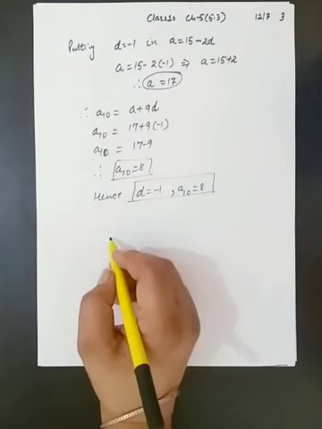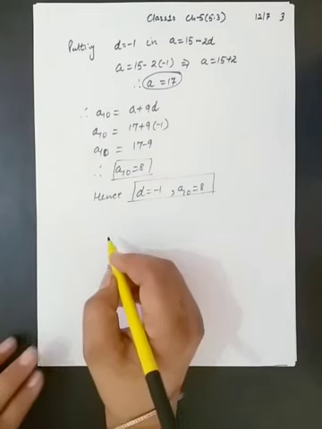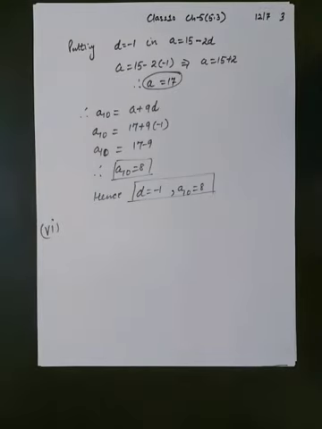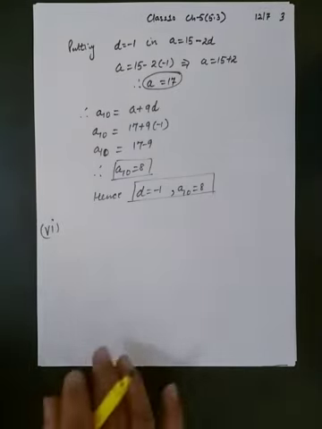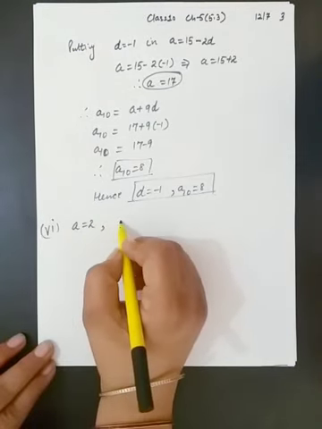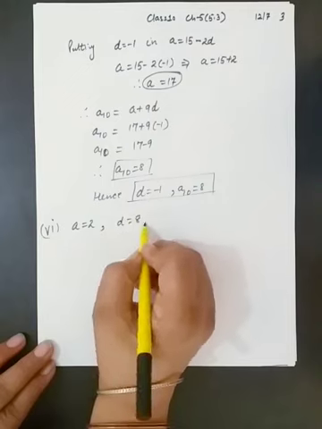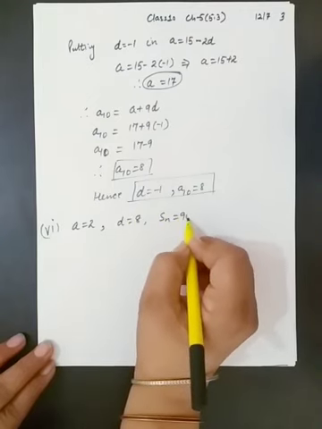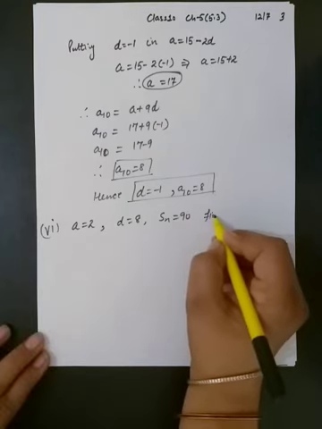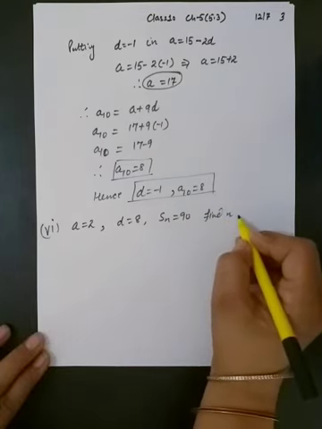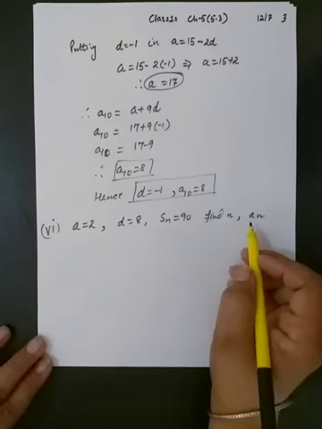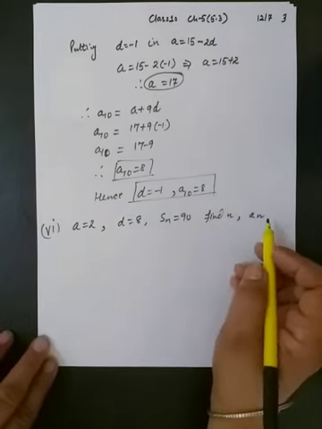Next, part number 5 you will solve yourself. Here I am taking part number 6. In part 6, a is 2, meaning the first term is 2, d is 8, and Sn is 90. The sum of some terms is given, but the number of terms is not known. We have to find n and an, meaning how many terms there are and the nth term.